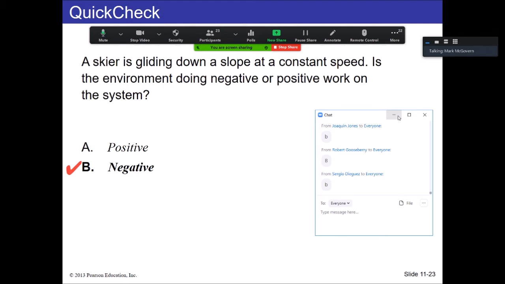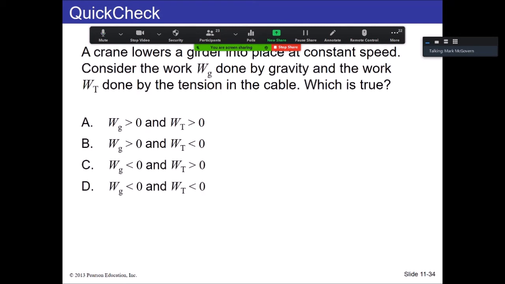The gears are turning. A crane lowers a girder into place at constant speed. Consider the work done by gravity and the work done by the tension of the cable. Which is true here? By the way, you don't need to know what a girder is. A girder is a beam.